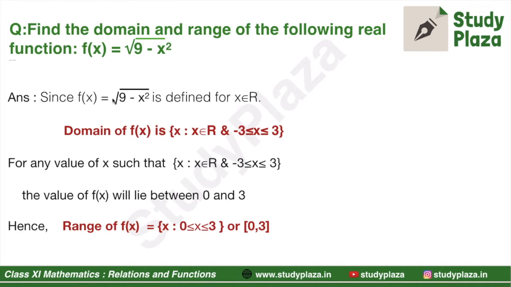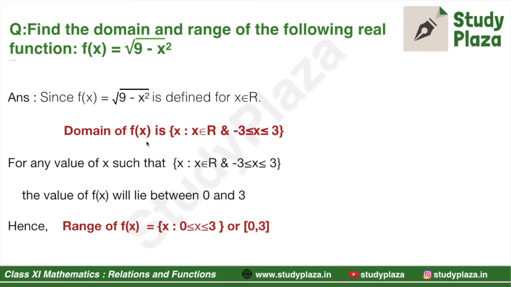f(x) is equal to under root 9 minus x square, and x belongs to R. If we substitute the value of x as minus 3, minus 2, minus 1 or 0, 1, 2 and 3, this whole term, under root 9 minus x square, will remain positive. But when we substitute the value of x as minus 4 or plus 4, the term will become negative. The answer will be under root of minus 7, and this will be an imaginary number. So the values of x for which f(x) will be real are minus 3 to plus 3.